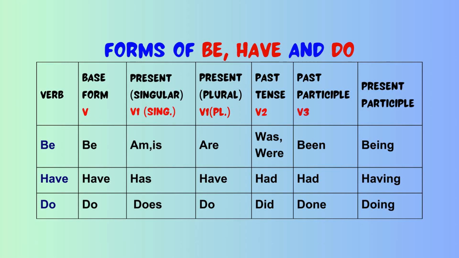Let's delve into our next primary verb, which is do. Base form, do, singular present, does, plural present, do, past tense, did, past participle, done, and present participle, doing.